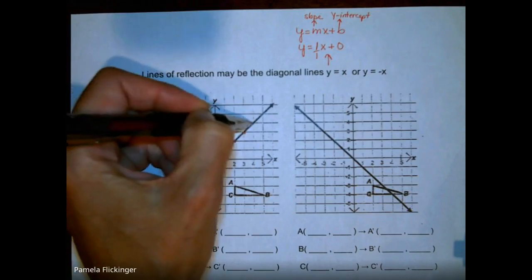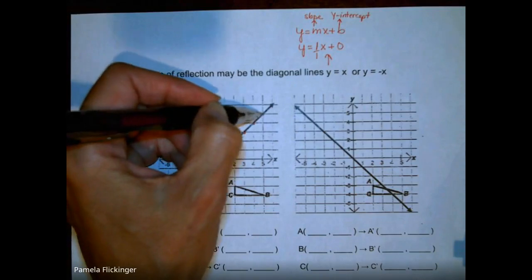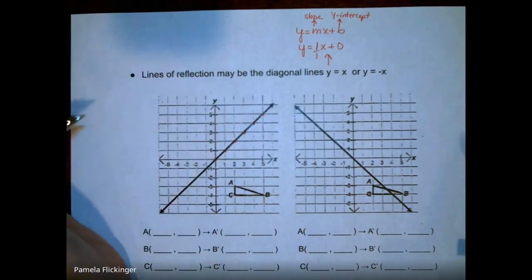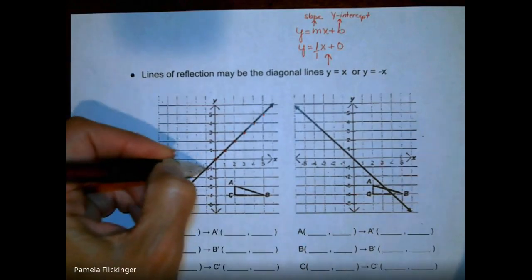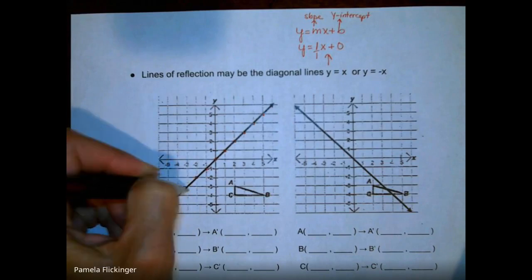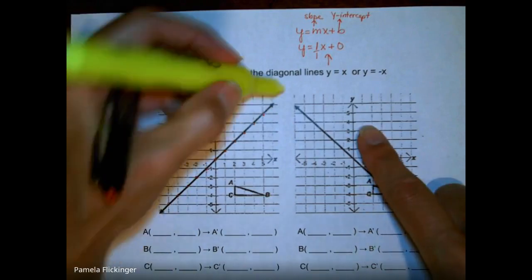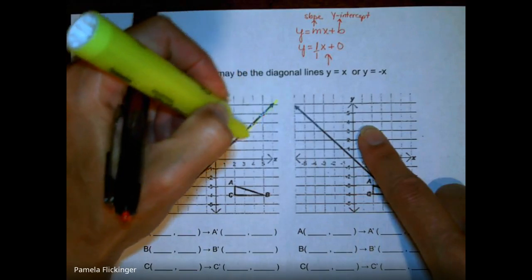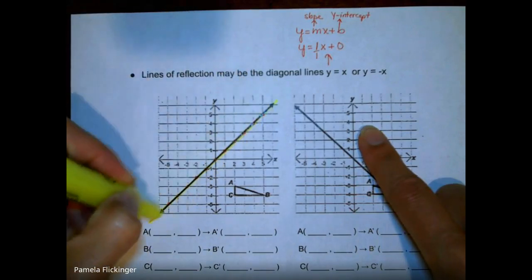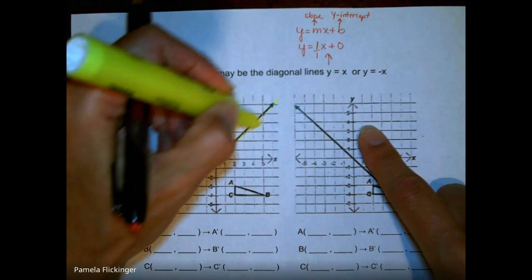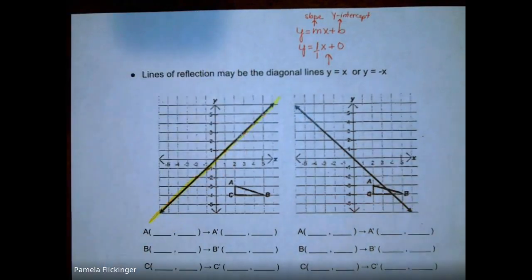When you are reflecting over this line and it is not already drawn in, you must take your time and even count down 1, back 1, and make sure that you are getting those points in the right place so that you can connect them. Because if you don't draw this line in very carefully, you could really mess up your counting. Okay, so that's the y equals x.